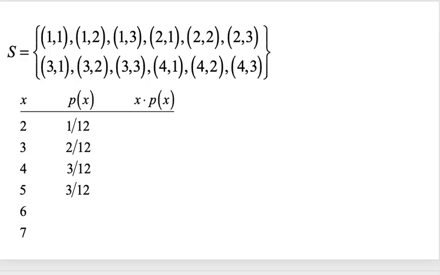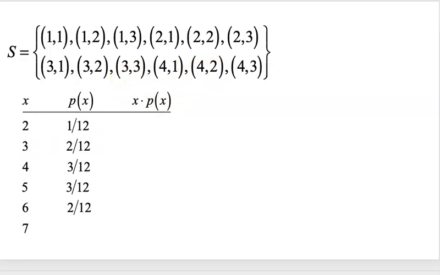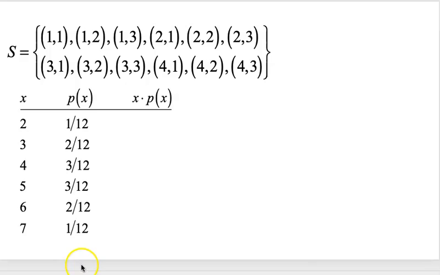How about 6? Well, I believe I have 2 possibilities for 6. 3 and 3, and 4 and 2. 3 plus 3 is 6. 4 plus 2 is 6. So that's 2 possibilities in 12. And then 7, the only case of 7 is 4 plus 3. Now let's make sure that all the numbers in the p column add up to 1. 1, 3, 6, 9, 10, 11, 12. 12 twelfths indeed. So this makes sense as long as all of those numbers in the p column add up to 1. If they don't, then you must have made an error.